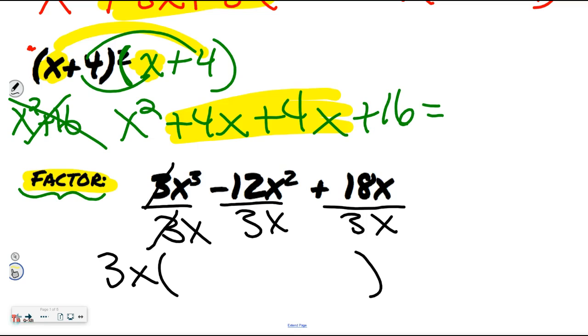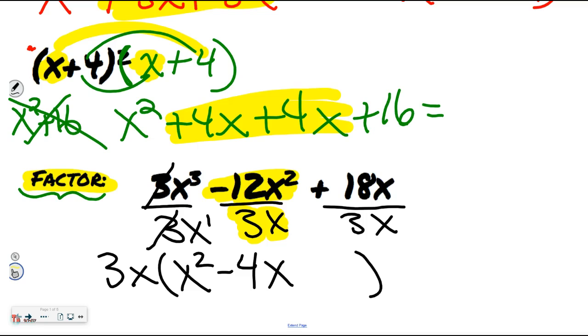So I don't need any more 3s. But when one of these kills off one on the top, or I take one away, I'll have 2 X's left. All right. How about with this term, guys? When I divide out a 3 and I divide out an X, there's a 4 and there's 1 X.